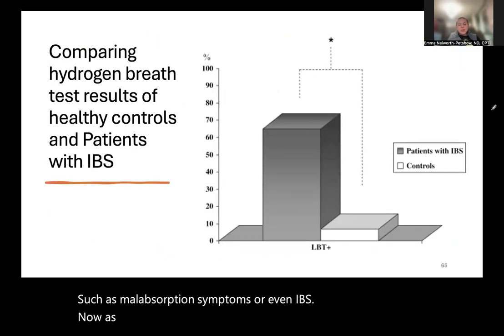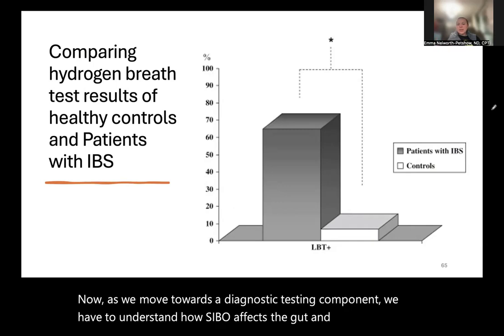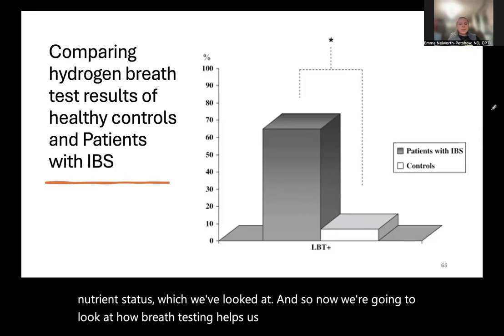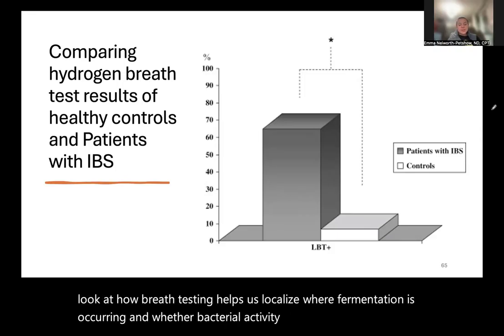Now, as we move towards the diagnostic testing component, we have to understand how SIBO affects the gut and how it affects nutrient status, which we've looked at. And so now we're going to look at how breath testing helps us localize where fermentation is occurring and whether bacterial activity is present in the small intestine.